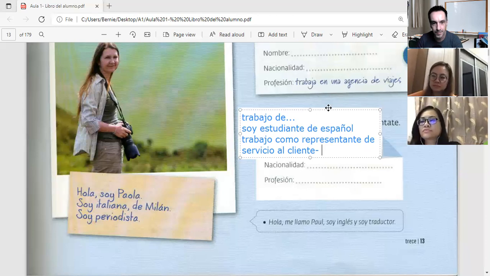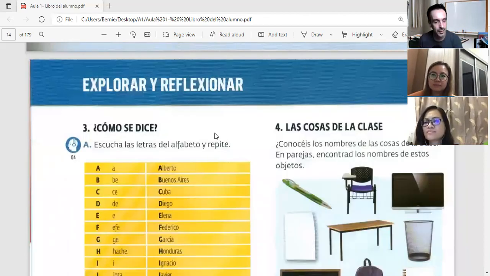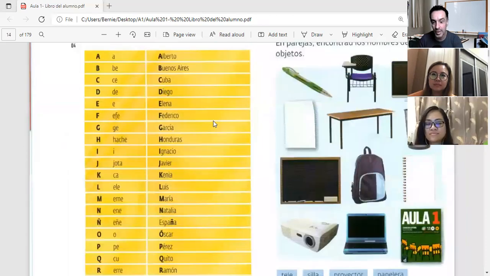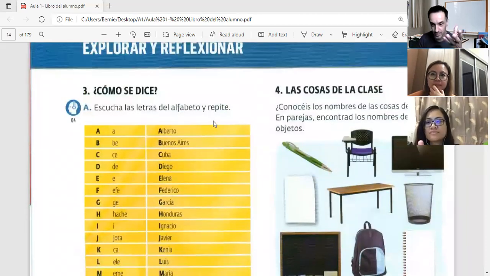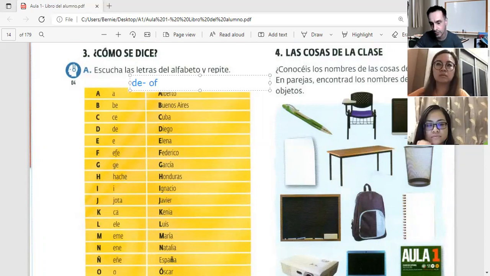Okay, muy bien. That's good. Soy estudiante de español, trabajo de servicio al cliente. Muy bien. Now we are going to listen to the pronunciation. You will read A de Alberto. When people use de in Spanish, in this sense it means of, right? It's a way to say about this or of this. So now let's listen.